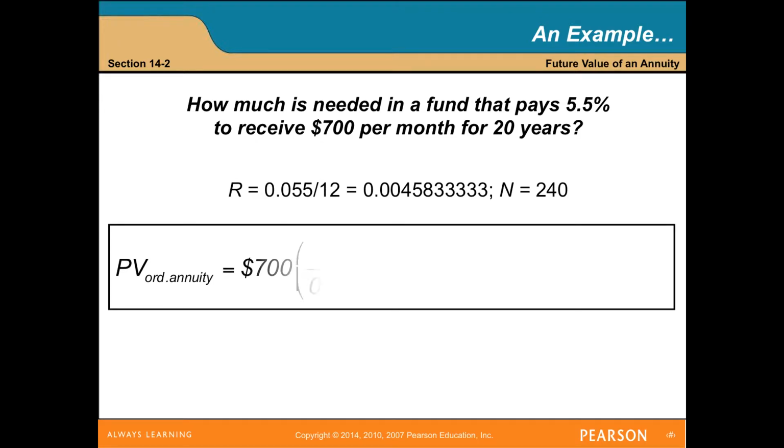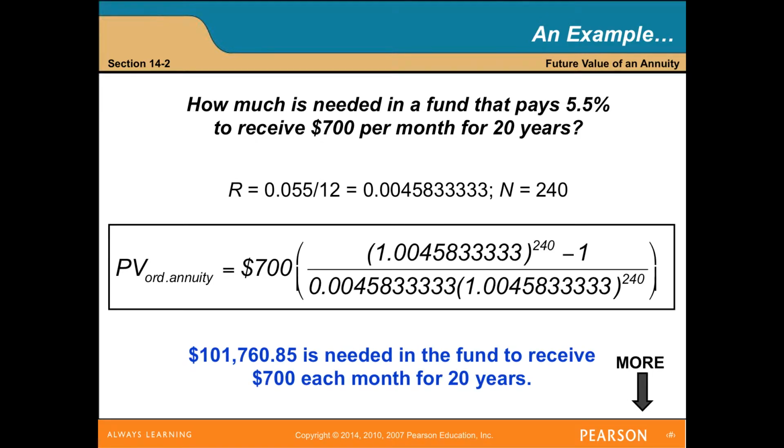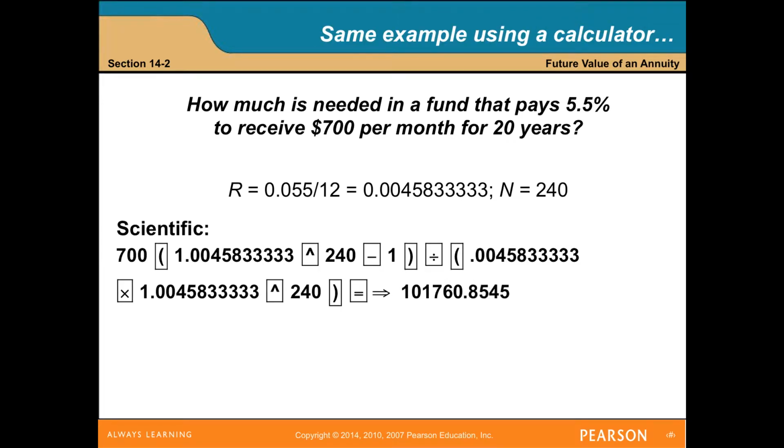Here's another example. How much is needed in a fund that pays 5.5% to receive $700 a month for 20 years? And when you work that out, if you like, you can put the video on pause to work out the problem. You'll find that you'll need $101,760.85 to receive $700 each month for 20 years.